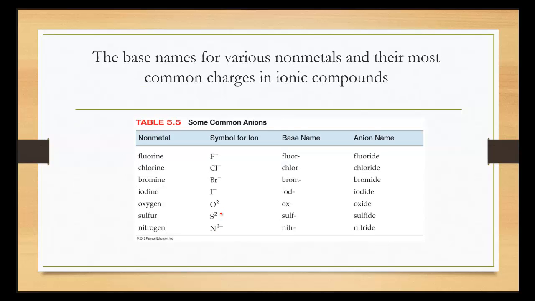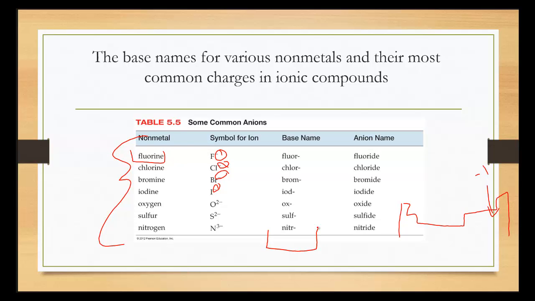The base names for various nonmetals and their most common charges in ionic compounds are listed here. For instance, fluorine, if we look on the periodic table, is right here. Its charge is a -1, which is why fluorine, chlorine, bromine and iodine all have a -1 charge. If it's coming off the periodic table, you take the base of the word, which is typically the first syllable, and you end it in "ide." So oxygen becomes oxide, sulfur becomes sulfide, and fluorine becomes fluoride when it's in an ionic compound.